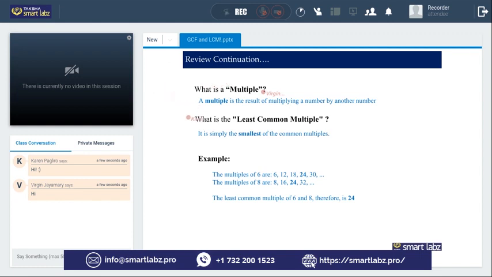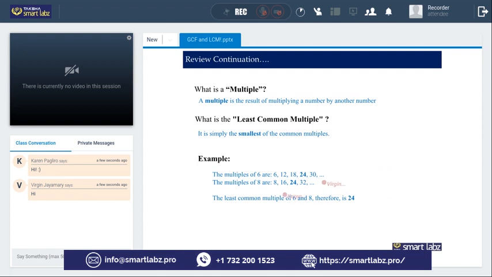Very good. Okay, and what is the least common multiple? It's just the opposite of the previous thing which we read. It's the smallest of the common multiples. Yes, very good. It is simply the smallest. Yes, exactly. So you see how there's a relationship between greatest common factor and least common multiple, even though they're different. They're very, very similar as far as multiplication and factoring out numbers.